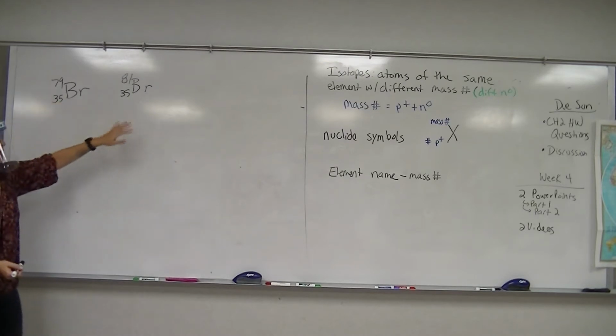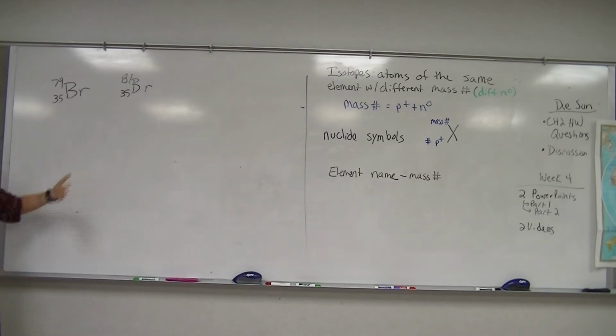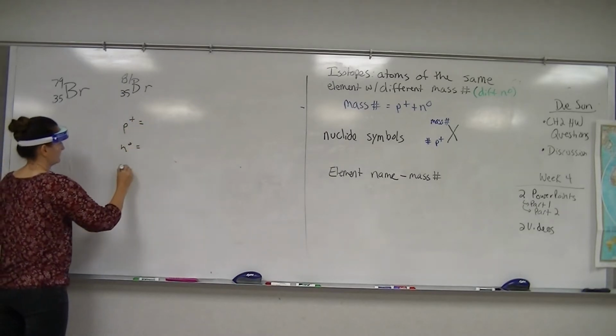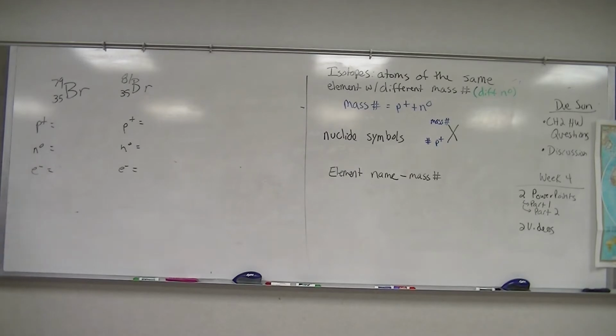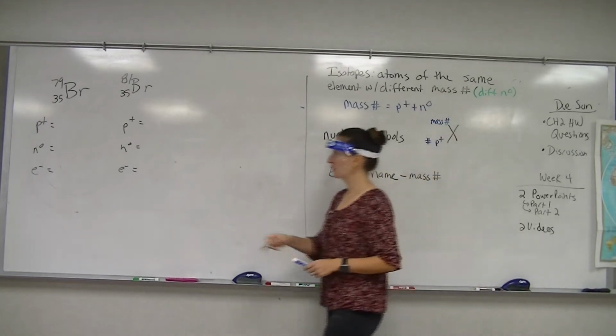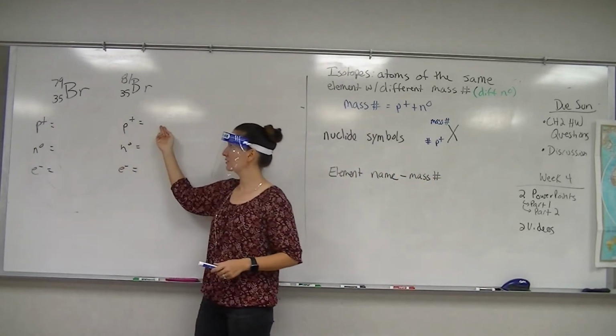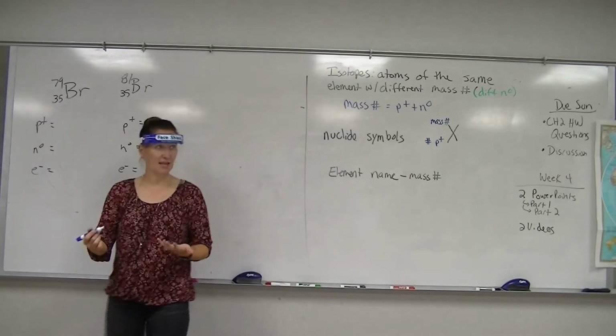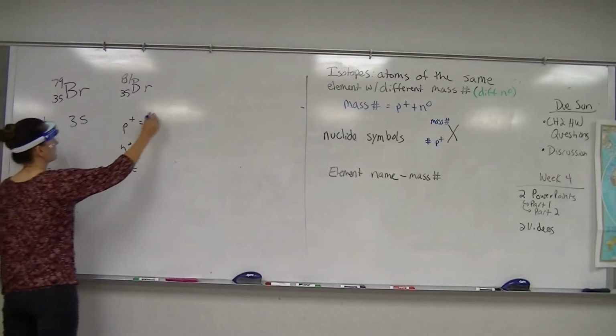So given nuclide symbols, a question that you might be asked is, how many protons, neutrons, and electrons are in each of these? Just given that symbol, you should be able to figure out all three subatomic particles and their values. The protons, that's the easy part, because that's the part that's not going to change between the two. You can look at the periodic table and figure that out. So how many protons do each of these isotopes have? 35. It's the same as the atomic number. So 35 for each of these.